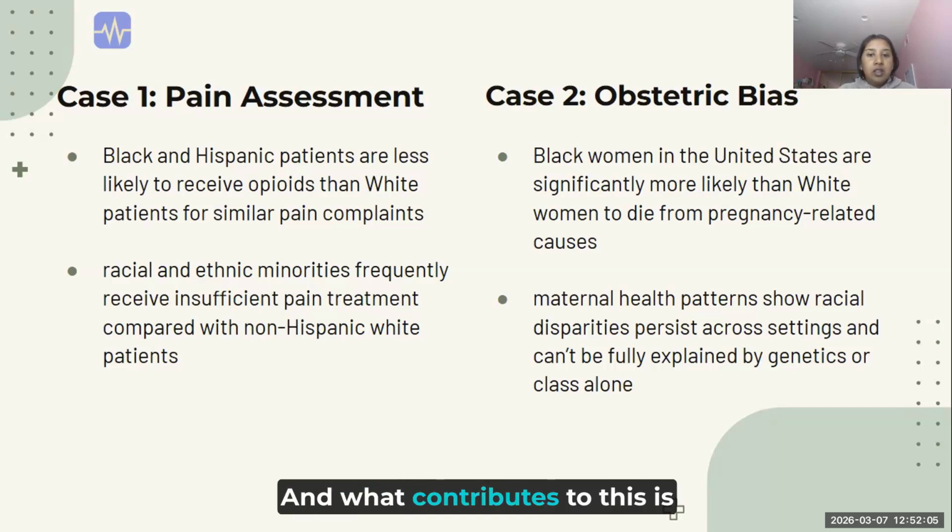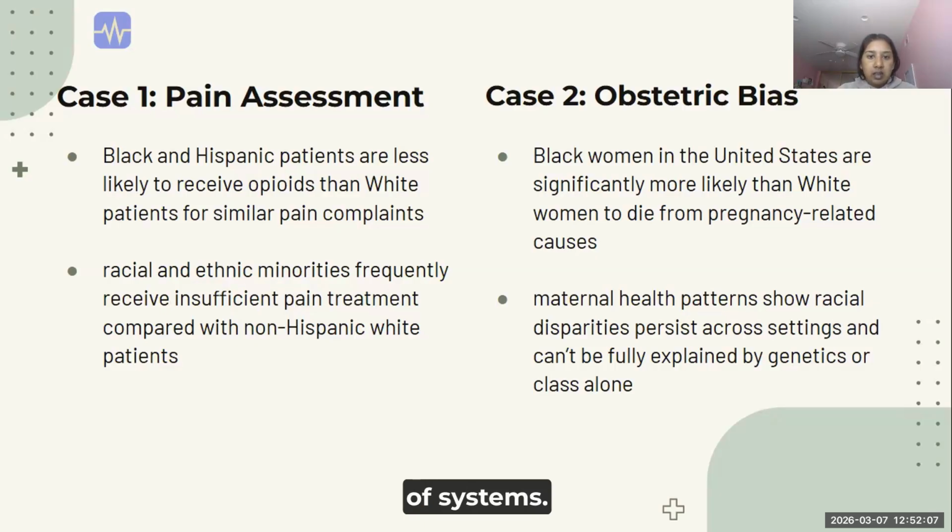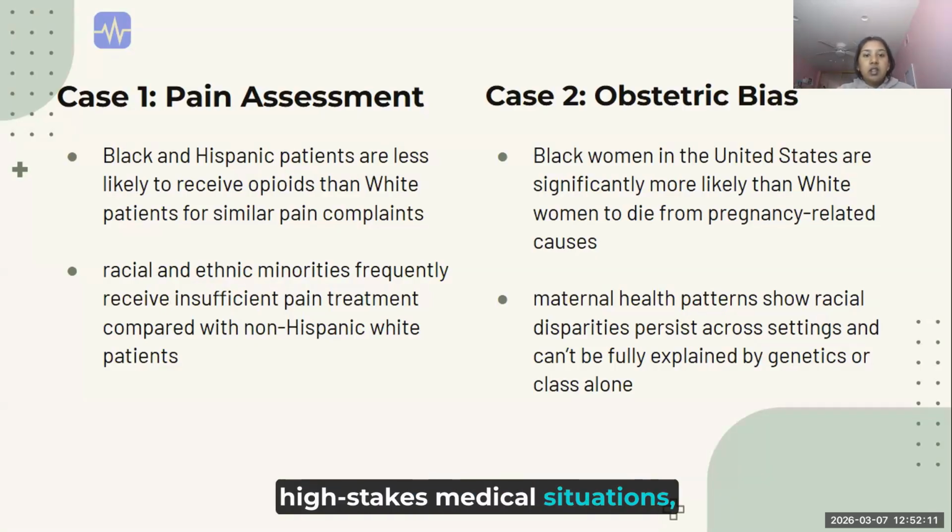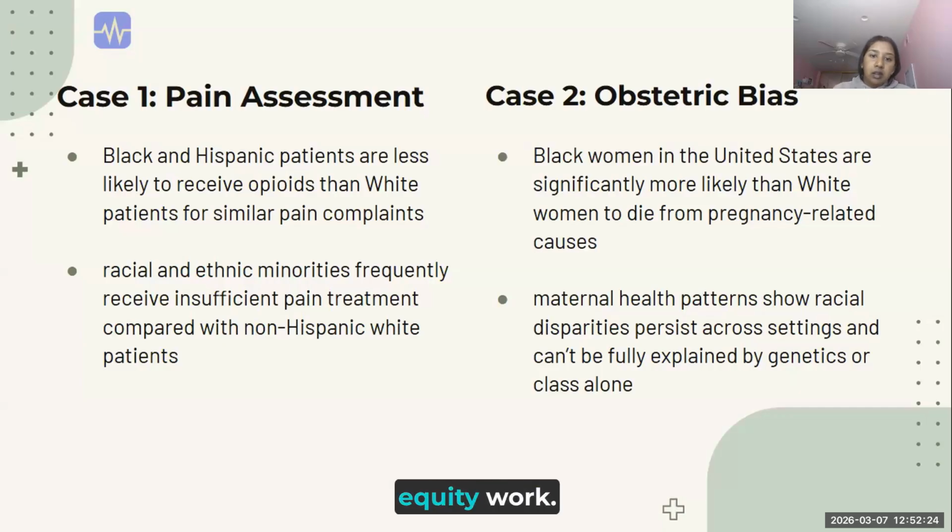And what contributes to this is the delayed recognition of symptoms. So when bias intersects with high-stakes medical situations, the consequences can be life-threatening. And these patterns highlight that bias isn't just about individual interactions, but that it's embedded in systems of care. And that's why addressing bias is essential in health equity work.